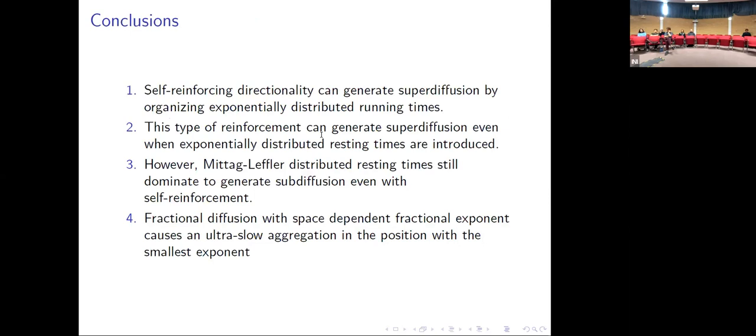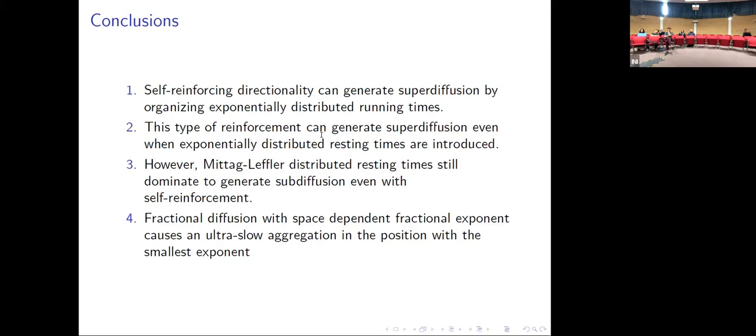So what are the main takeaways? One, basically that self-reinforcing directionality can generate superdiffusion by organizing these exponential runs based on the previous history of the random. Two, that this type of reinforcement can generate superdiffusion even when you introduce rests, and be very careful because these are exponentially distributed rest types.